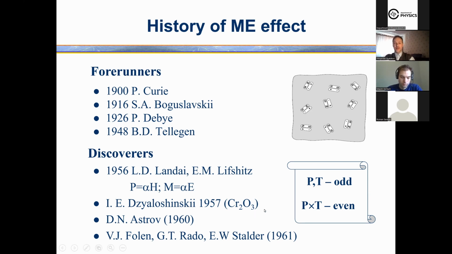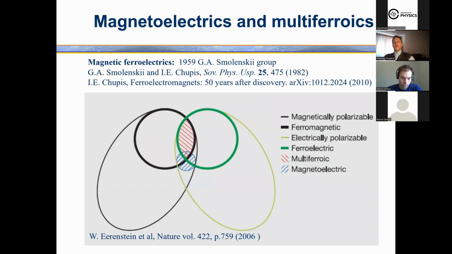It was chromium oxide. And in the context of magnetoelectrics, multiferroics are also mentioned. I should notice that multiferroics and magnetoelectrics are not synonymous. In fact, they are independent classes of media, but of course they overlap. We can see here the class of multiferroics. It's the overlapping of the set of ferromagnetic media and ferroelectric media.